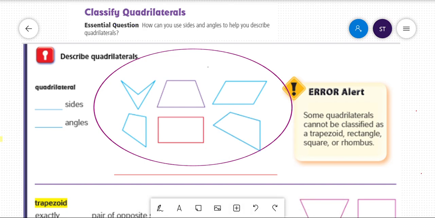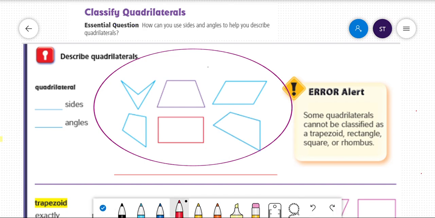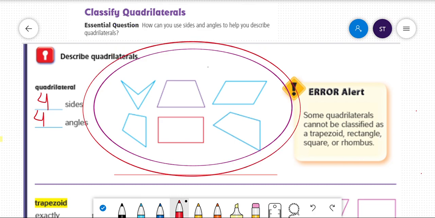A quadrilateral is any shape that has four sides and four angles, just like the ones shown in the middle. All of these shapes have four sides and four angles, so they are classified as quadrilaterals. Below, we'll look at some specific types of quadrilaterals.